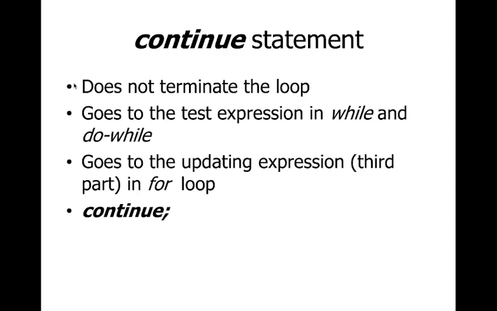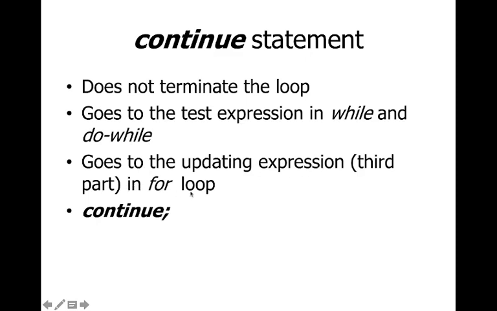Next we have the continue statement. So continue does not terminate the loop. So here the continue statement does not terminate the loop. What it does is it goes to the test expression in while and do while. So it is something like the break statement. Whenever there is a continue statement inside a loop, what it does is it again checks the test expression, or the condition will be checked if it is while or do while. And if it is a for loop, it goes to the updating expression. That is the third part in the for loop.